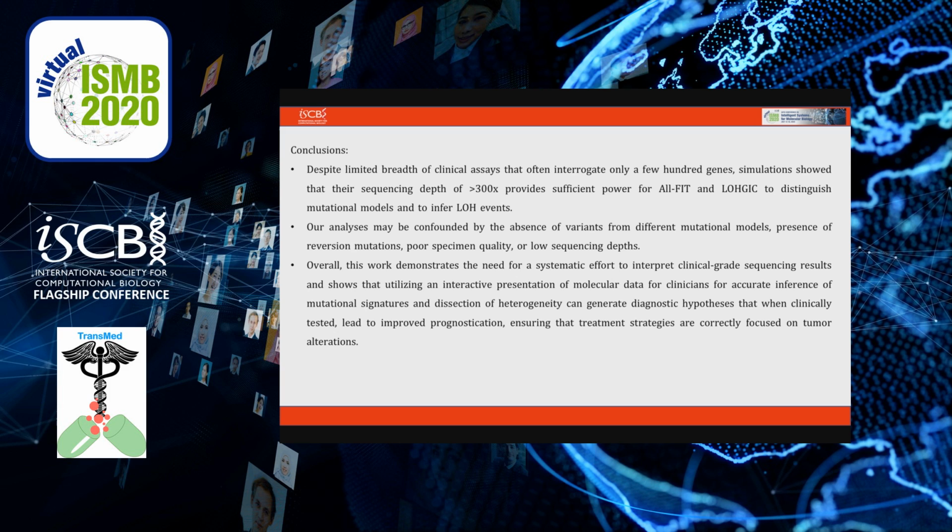Overall, this work demonstrates the need for a systemic effort to interpret clinical-grade sequencing results and shows that utilizing an interactive presentation of molecular data for clinicians for accurate inference of mutational signatures and dissection of heterogeneity can generate diagnostic hypotheses that, when clinically tested, lead to improved prognostication, ensuring that treatment strategies are correctly focused on tumor alterations.